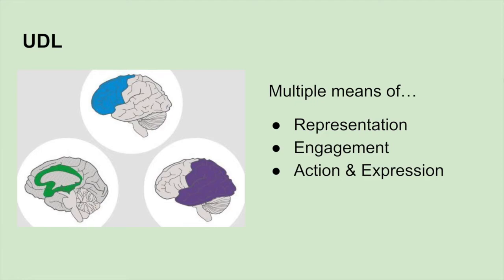UDL stands for Universal Design for Learning and is a framework that translates universal design onto a learning environment like a classroom. This slide features a drawing of 3 human brains with different areas highlighted in green, blue, and purple. The guidelines for UDL include multiple means of representation, how we deliver information, multiple means of engagement, how students can learn, and multiple means of action and expression, how students can show what they know.